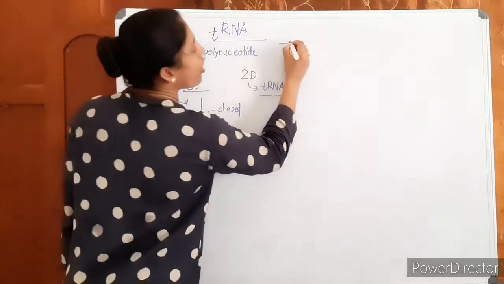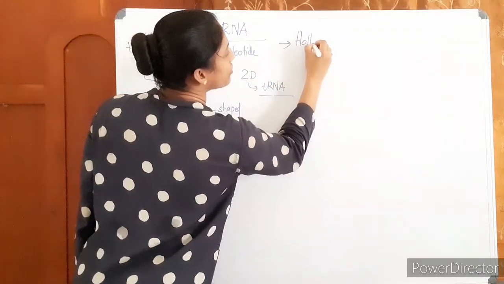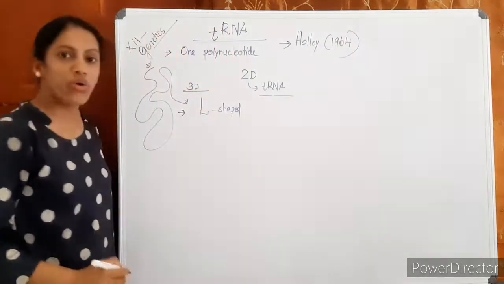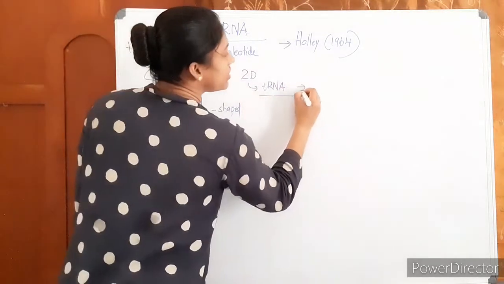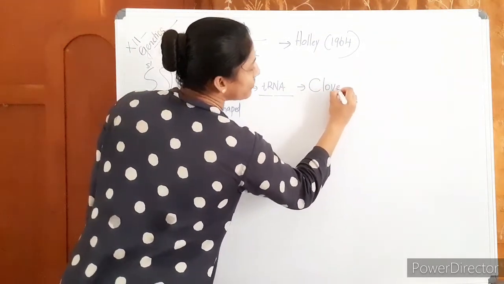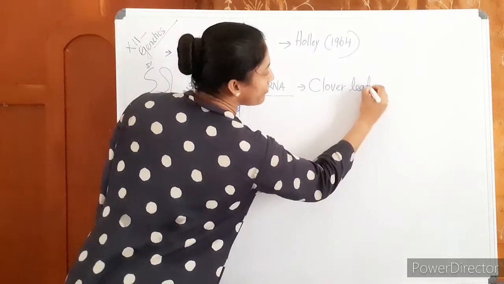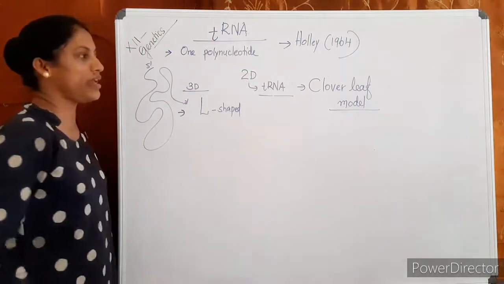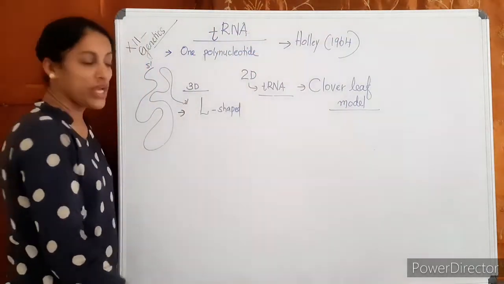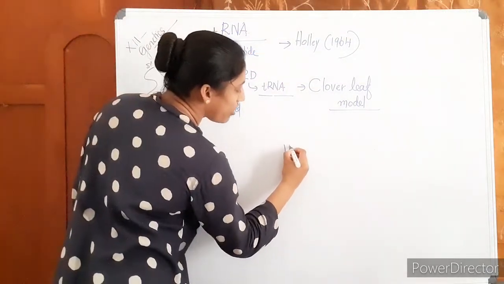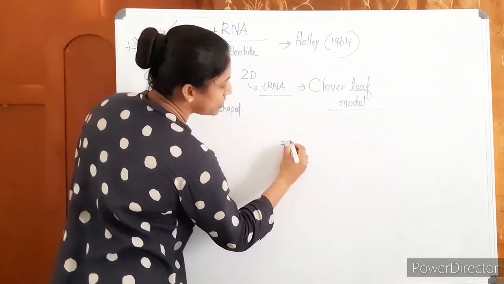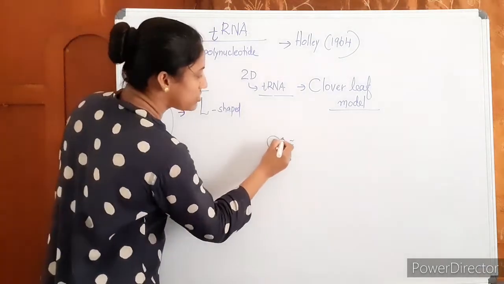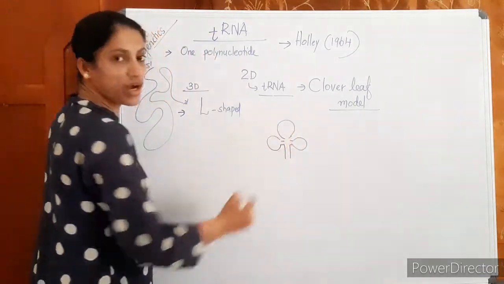This was proposed by Holley in 1964. The 2-dimensional structure of tRNA was proposed by Holley. This structure resembles a clover leaf, so it is known as the clover leaf model. The clover leaf model of the 2D structure of tRNA was proposed by Holley. What is a clover? Clover you are familiar with, in cards. The shape in cards is the clover.